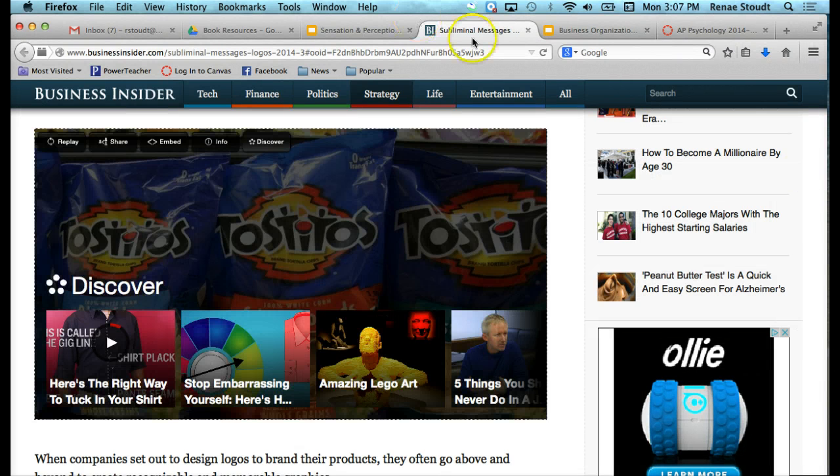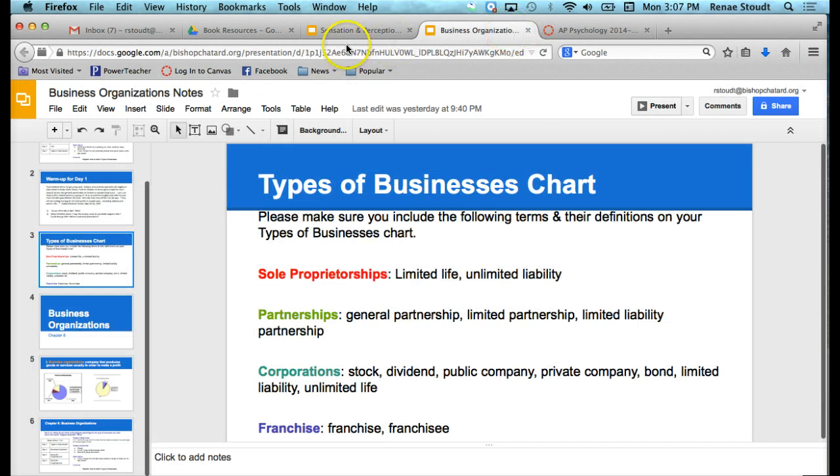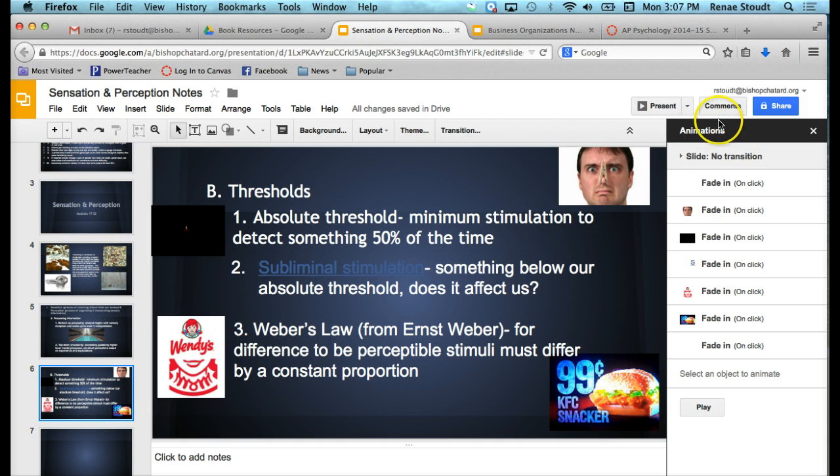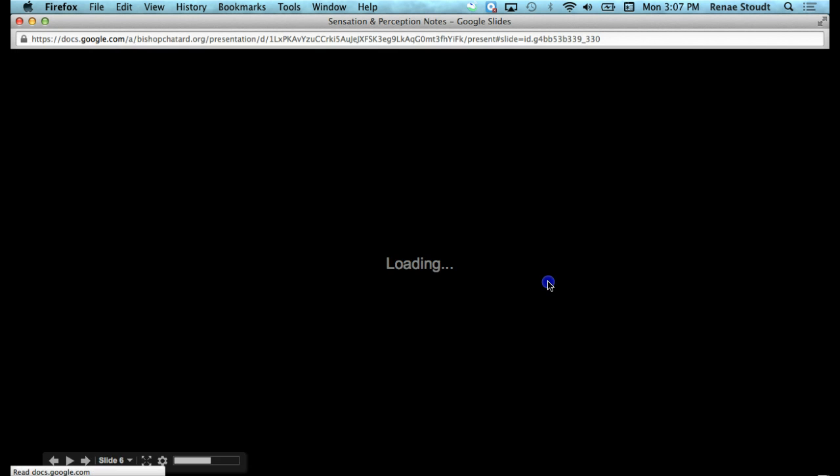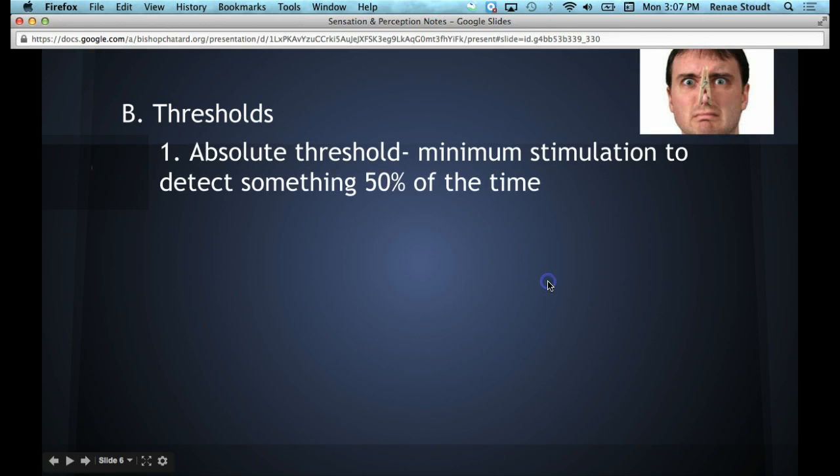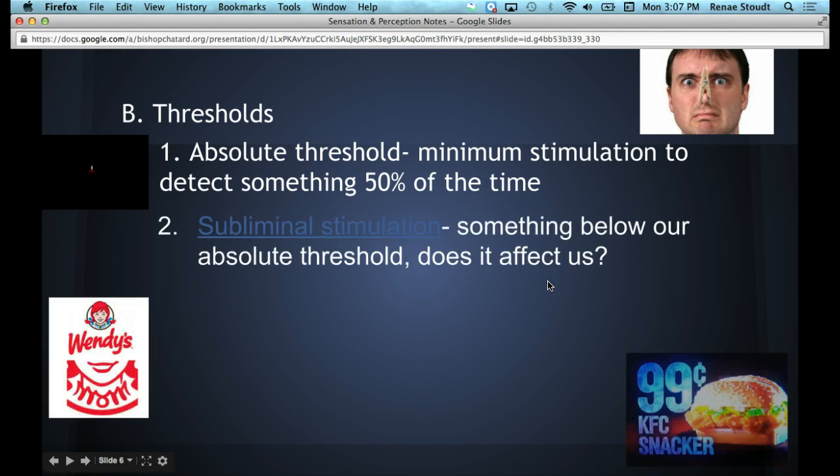All right, those are some examples of some subliminal messages. So keep in mind, subliminal messages are only for below the absolute threshold.